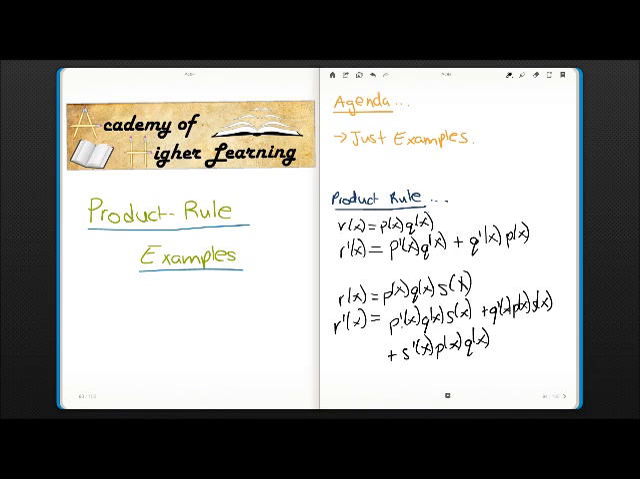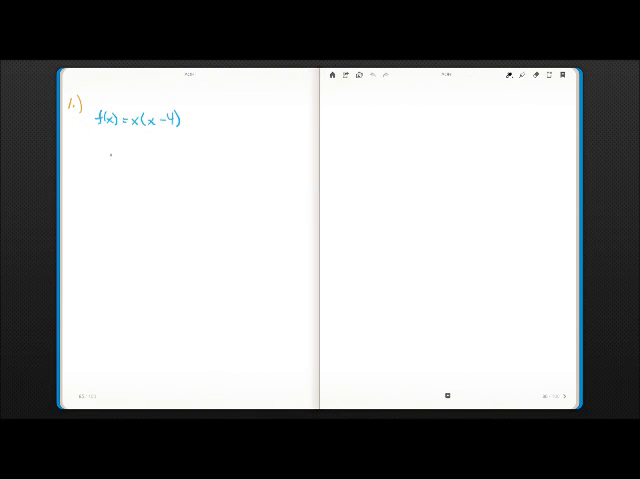So if you haven't watched the video where I go over product rule, watch that first. This is just examples. Our first example is pretty simple: f of x equals x times x minus 4. Now you can expand this and find the derivative using just the basic rules, but since this video is just product rule, I'll be using product rule.